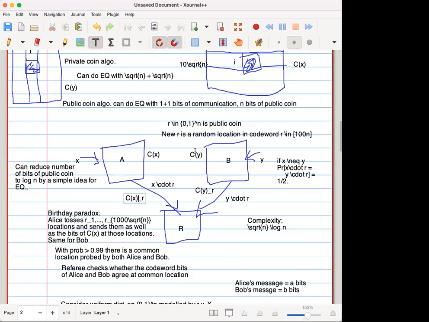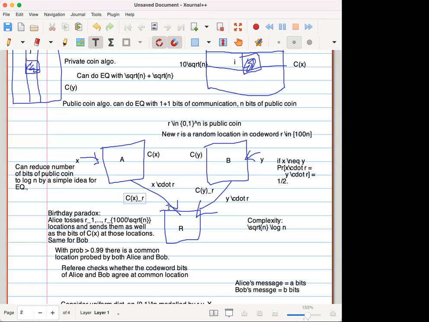So the protocol is the same as before. Instead of one random location R, I have R1, R2, ..., RT, chosen independently. So T independent locations, and the probability that all of them fall into the bad set, the 0.99 set, is less than 0.99 to the power T. So by taking T to be a large enough constant, we can drive the failure probability down to, let's say, less than 1%. So again, I get a public coin protocol with a small failure probability, but now the public coin was only order log n, and the message complexity is order 1.